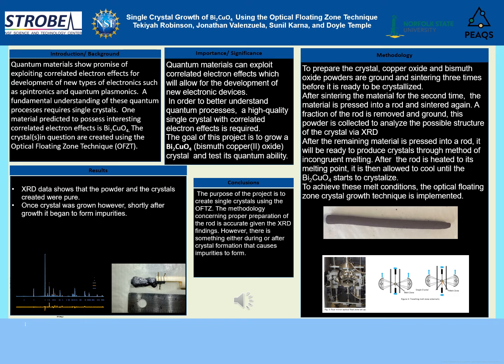To recap, bismuth oxide and copper oxide powders were mixed and sintered twice, then pressed and sintered to create ceramic rods. The XRD showed that the rods created would yield pure crystals. Once in the zone, the rod was melted by the halogen lamps, then allowed to cool. This causes the oxides to crystallize. However, after the crystallization process, the crystal produced started to show impurities, and it is unknown what caused them.